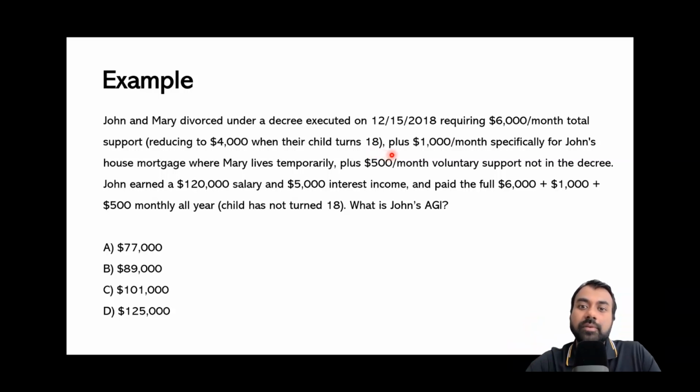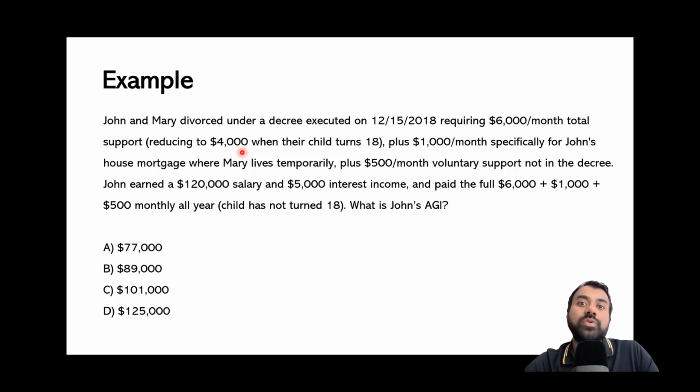Now let's keep reading the question. It says plus 1,000 per month specifically for John's house mortgage where Mary lives temporarily. Again, as we learned, these payments cannot be alimony, so this is just a distraction. Let's read the last piece. Plus 500 per month voluntary support not in the decree. Again, voluntary payments are not alimony. So what that means is out of all this information that we have been provided, only 4,000 is alimony and the rest of it is just distraction.